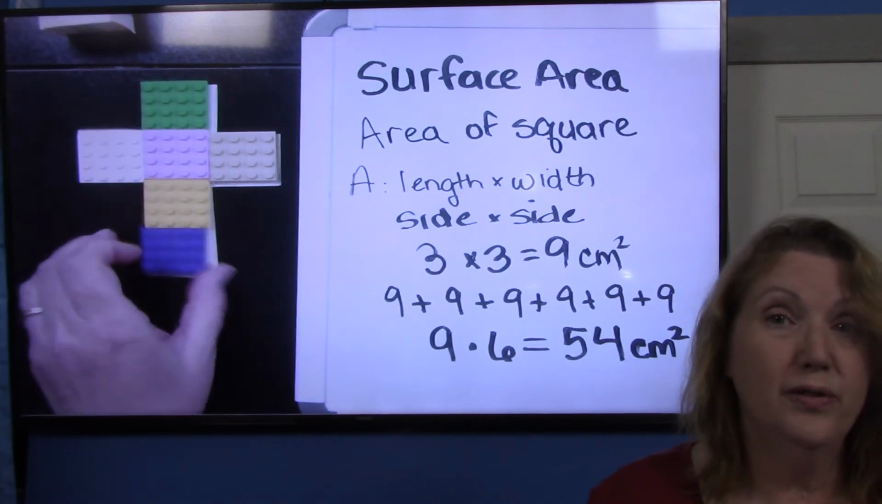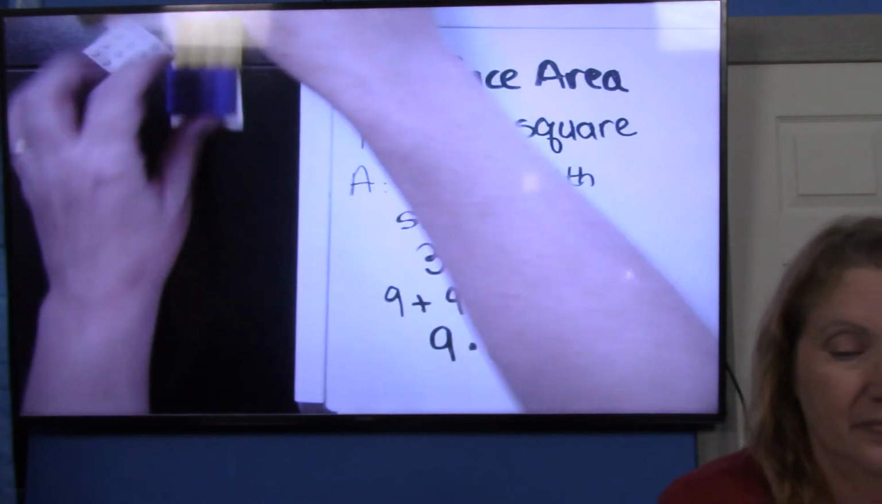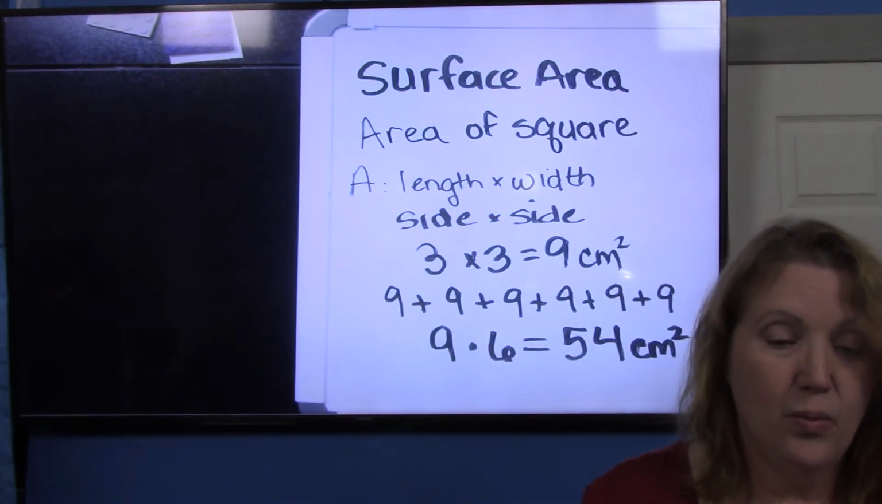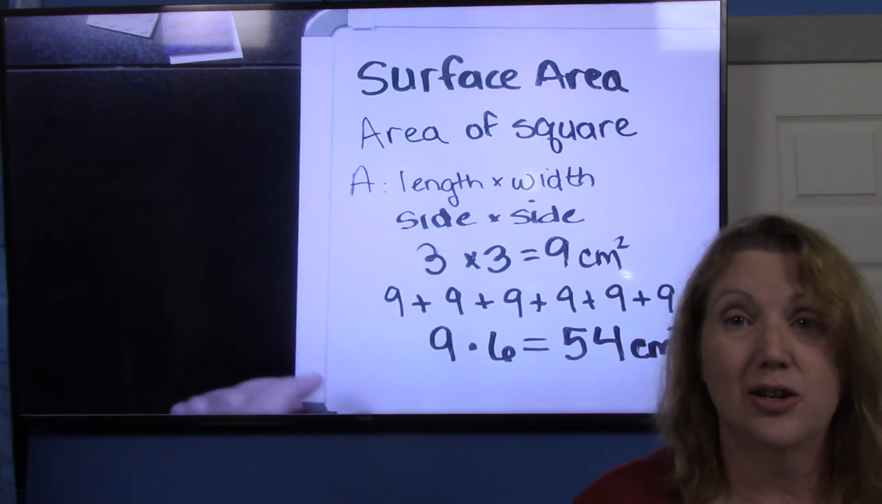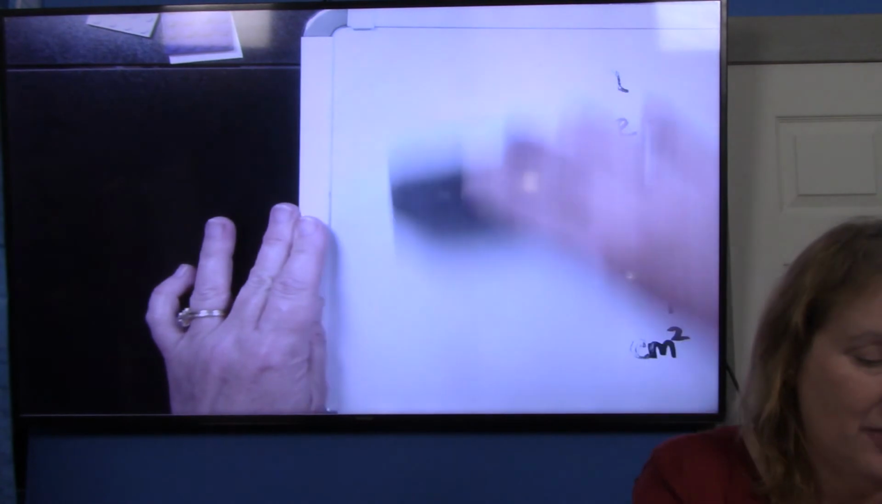So I'm going to move my cube out of the way here. And now I'm going to take a look at what's called a rectangular prism. So I'm going to erase my information here. Hopefully you got that. If not, you can always go back to the video.